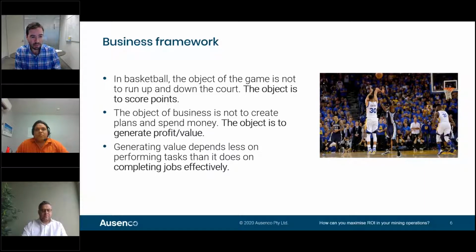And in a similar sense, the business is in the same context. The objective is to generate profit and value, not just do stuff. So it's all about what jobs you do and making sure you complete them effectively, making sure that all the activities are value adding, really.